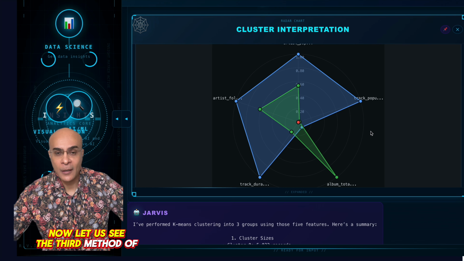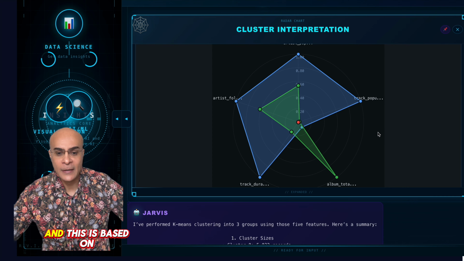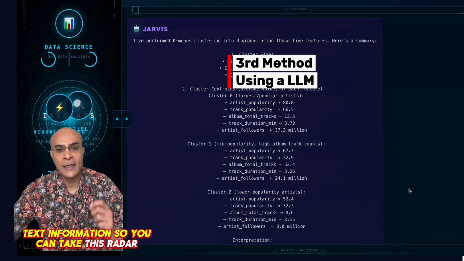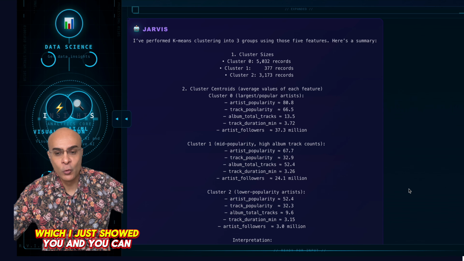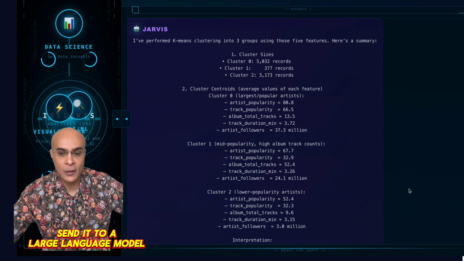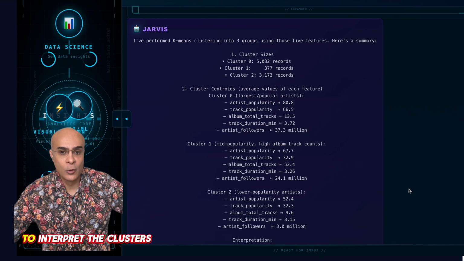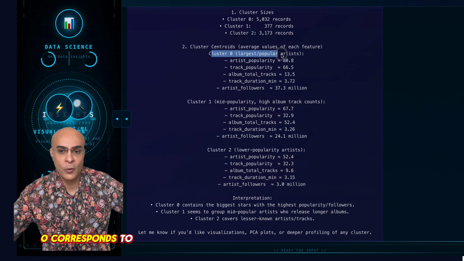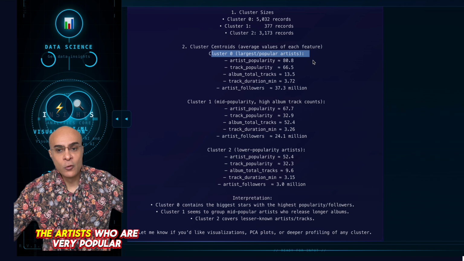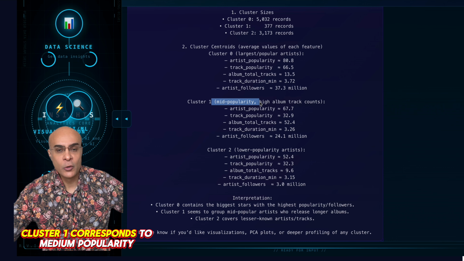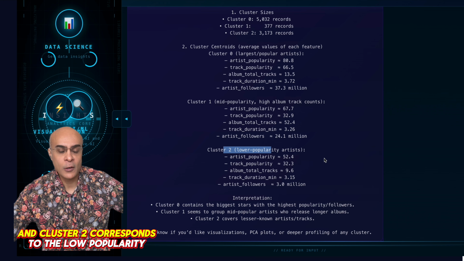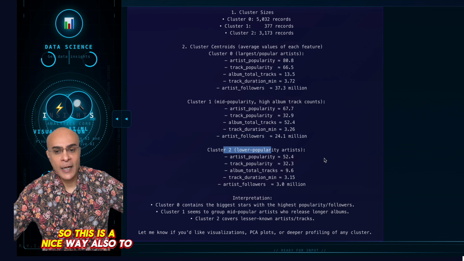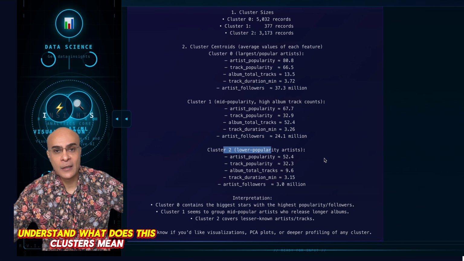Now let us see the third method of cluster interpretation, and this is based on text information. So you can take this radar chart which I just showed you, and you can send it to a large language model, and then you can ask the large language model to interpret the clusters. So you can clearly see here that cluster 0 corresponds to the artists who are very popular, cluster 1 corresponds to medium popularity, and cluster 2 corresponds to the low popularity artists. So this is a nice way also to understand what these clusters mean.